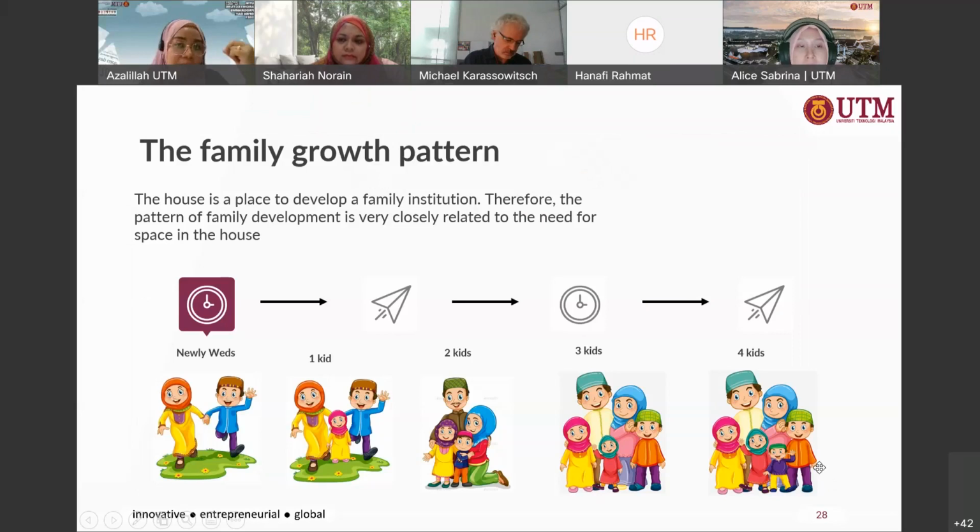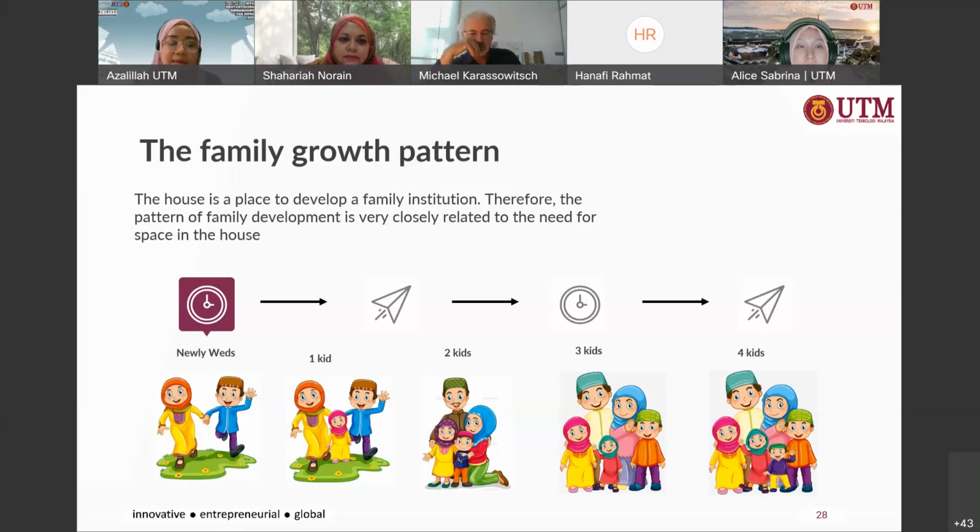So that means, I agree with Dr. Michael, who said that housing is not a privilege. Housing is about needs. It's about the family needs. What are family needs? So we need to understand what the family growth pattern is.